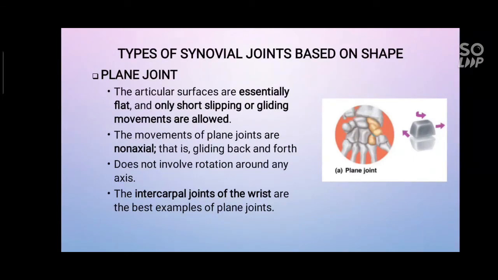Types of synovial joints based on shape. Plane joints are essentially flat, and only short slipping or gliding movements are allowed. So the movements of plane joints are non-axial. That is gliding back and forth and does not involve rotation around any axis. The example of this type of joint is the intercarpal joint of the wrist.